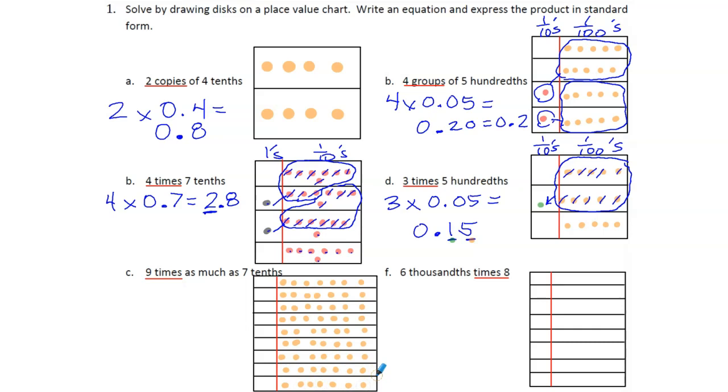All right, so I know my basic fact of 9 times 7 is what? Hopefully you said 63. So if 9 times 7 is 63, well, let's just write this basic fact out. 9 times 7 is 63. So 9 times 7 tenths is going to be 63 tenths. So I know that this is going to be 6 ones and 3 tenths. Ultimately, now I just have 63 tenths.